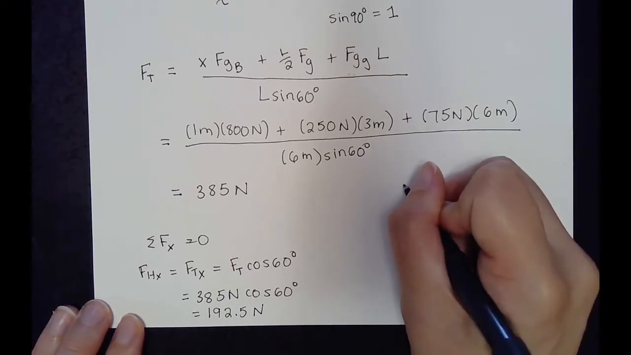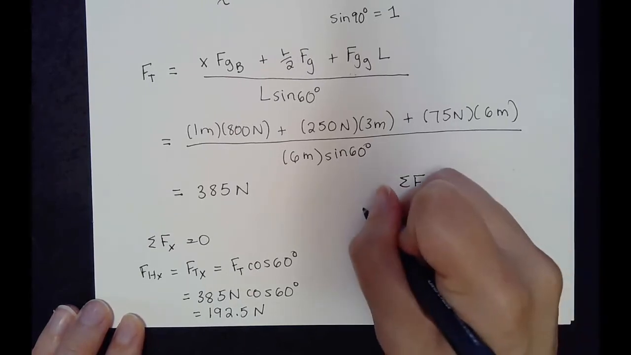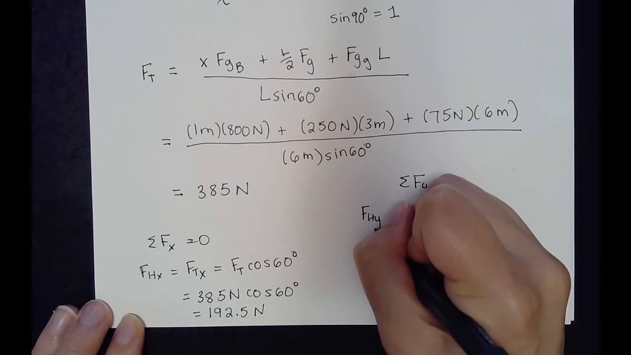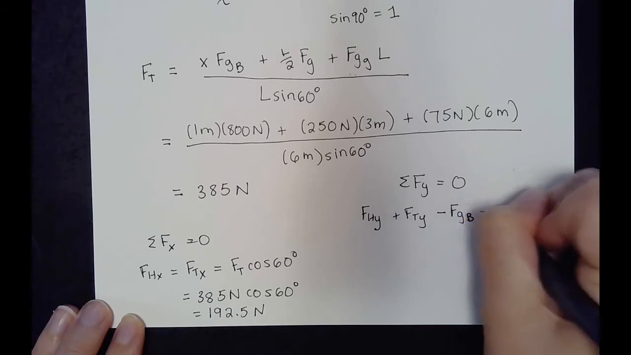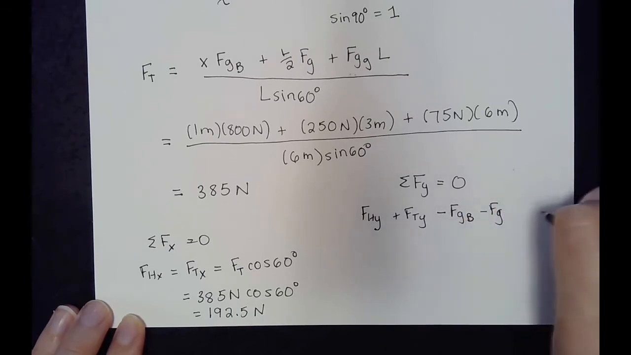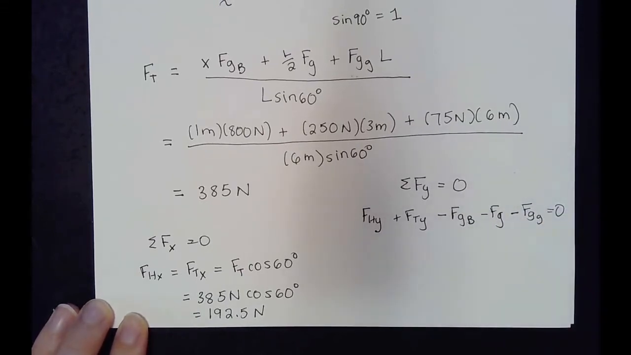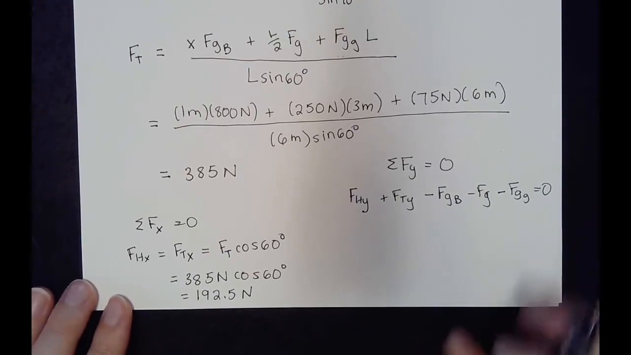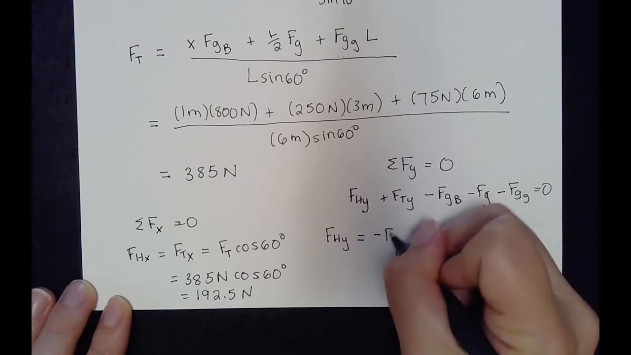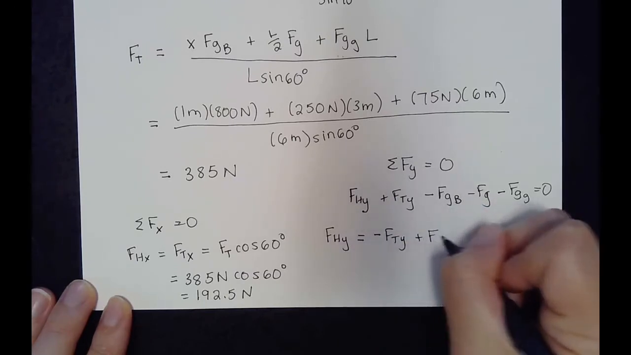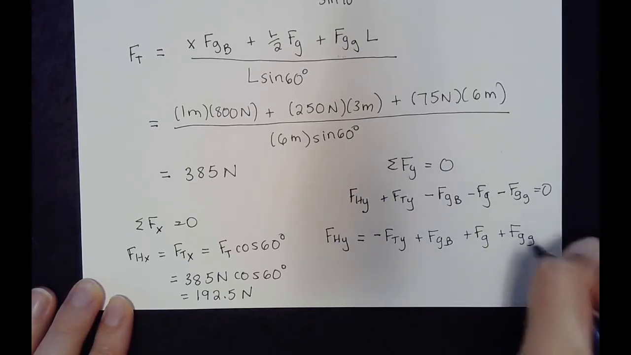And now the y direction, sum of all the y forces equals 0. In the y direction, I have FHY, which is up, plus FTY, which is also up, minus the weight of the bear, the beam, and minus the weight of the goodies. And all of that has to equal 0. So I'll have the hinge force in the y direction equals negative FTY plus the weight of the bear plus the weight of the beam plus the weight of the goodies.